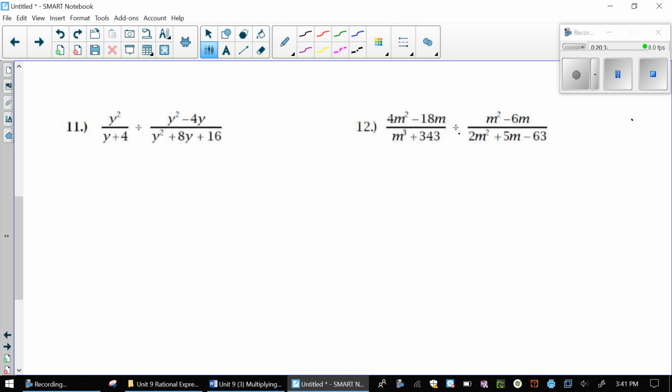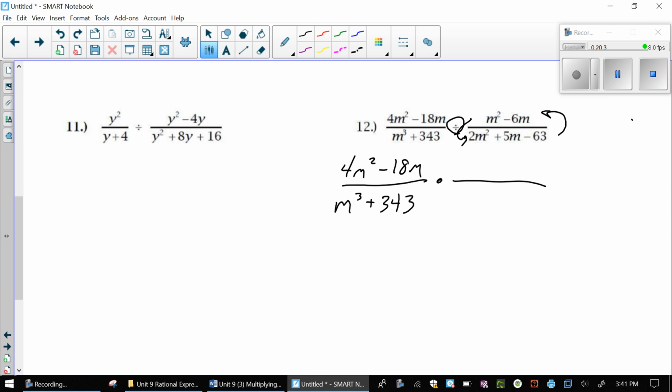So first thing I'm going to do when I see that division, I'm going to change that second one over to its reciprocal. Keep that first rational exactly the same, m cubed plus 343. Change to multiplication. Okay, this denominator comes up when we switch to our reciprocal. This one comes down. All right, and now we have our multiplication problem.